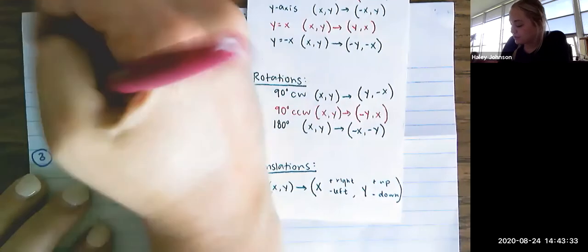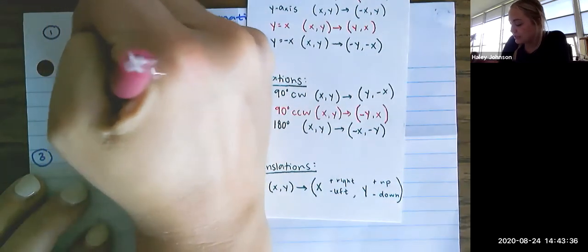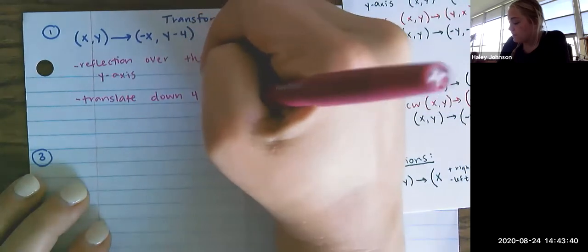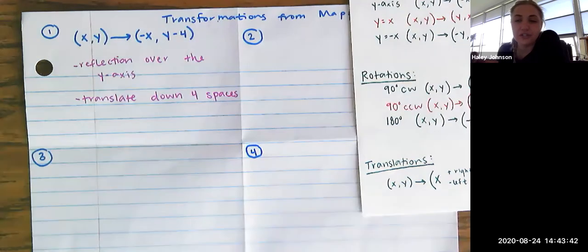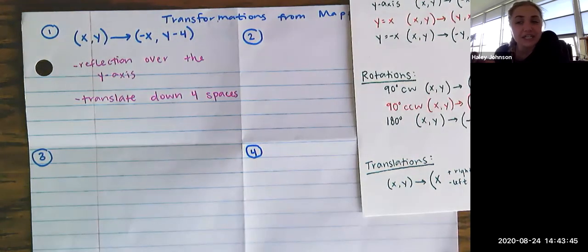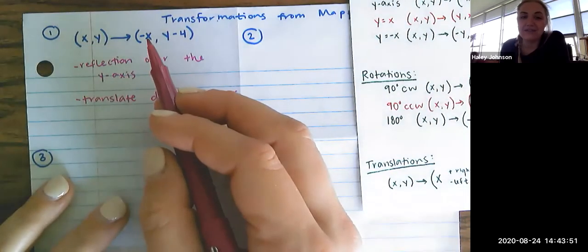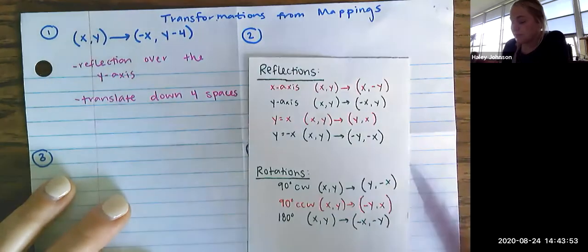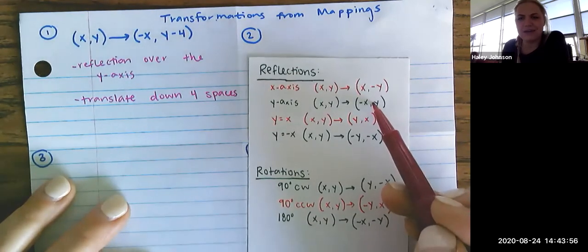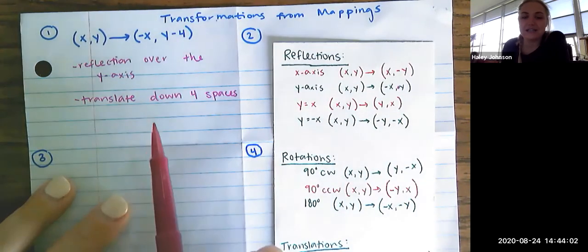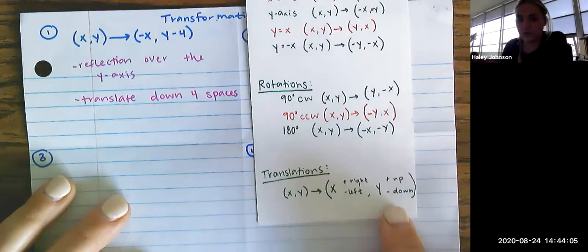So I will also say translate down 4 spaces. And those are the 2 transformations that occurred. That would be our composition of transformations for problem number 1. We said it was reflection over the x-axis because the mapping had a negative x and a positive y, and that was part of our reflect over the, I might have said x-axis, I meant y-axis. And then also with this -4 in the y position, that's telling us to translate down 4 spaces.